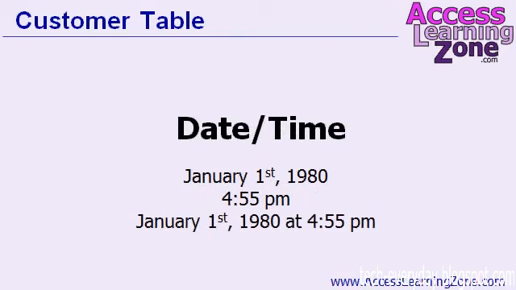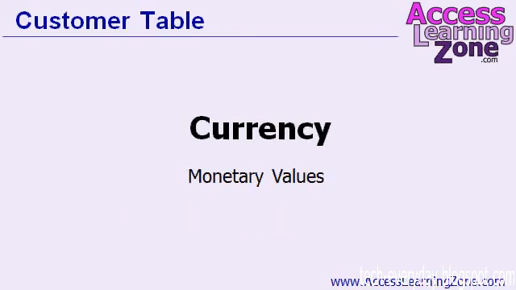A date-time field can store either a date or a time or both. So you could have January 1st, 1980, or just 4:55 p.m., or you could have January 1st, 1980 at 4:55 p.m. Those are all valid date time values. Next, we have the currency data type, which is a special number that is optimized for dealing with dollar values.